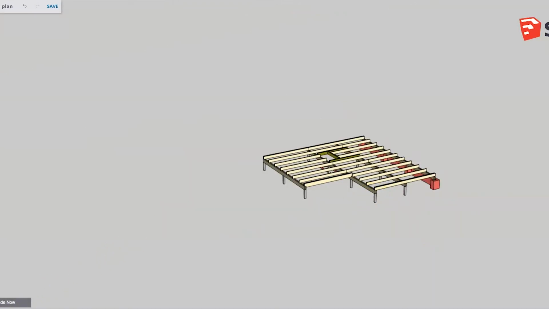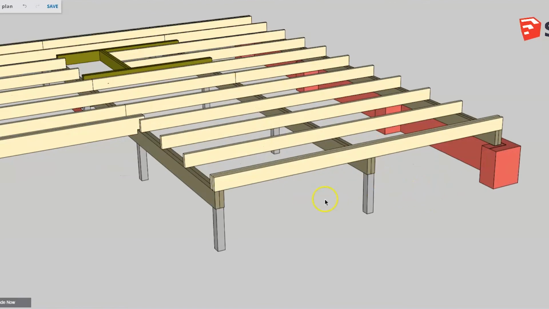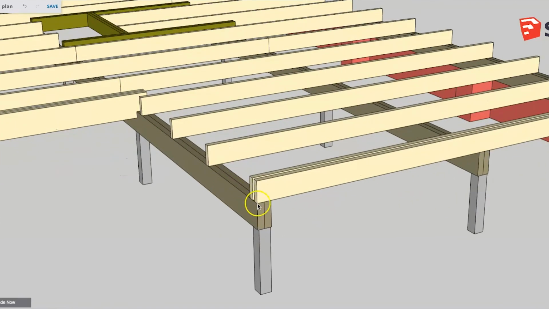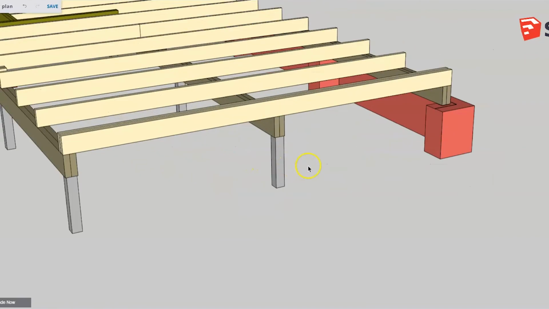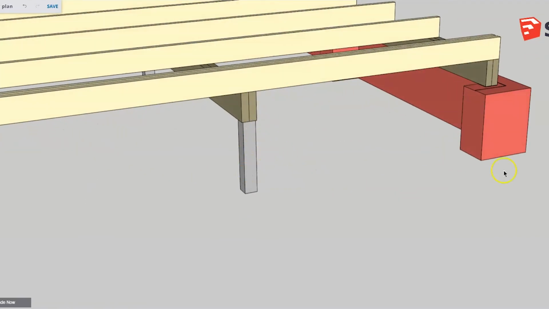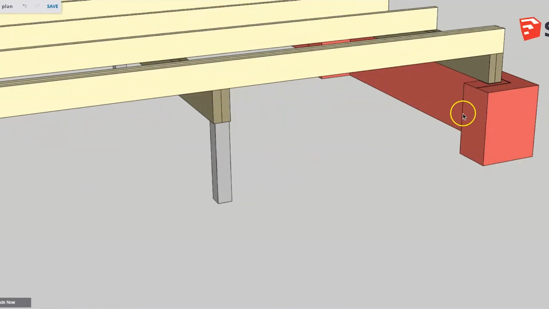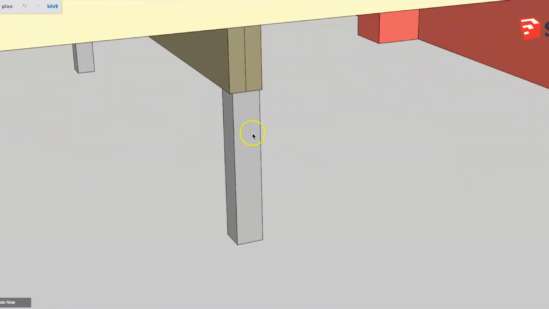Let's have a look at a suspended floor system. So here we have a suspended floor system with lots of lovely, yummy timber that the termites would love to get their teeth into. We've got a system here where we've got some steel posts and we've got some brickwork with some engaged piers. Let's pick on these steel posts.